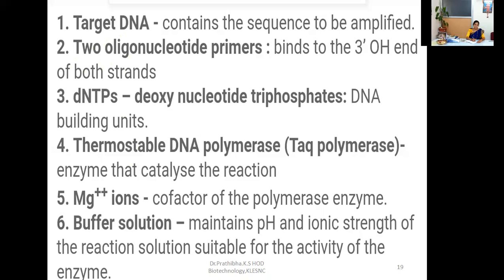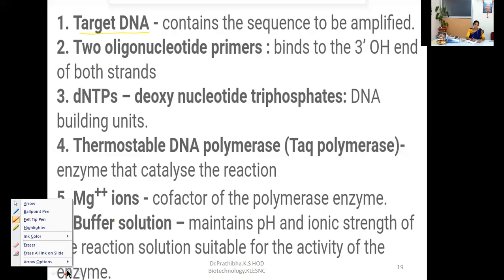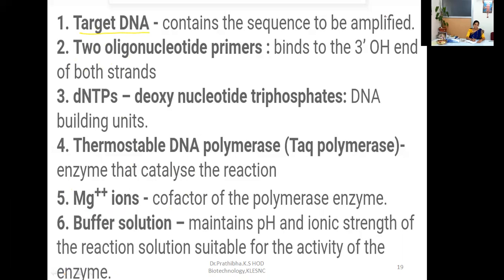The first one is the target DNA. We need the target DNA to perform this particular experiment, right? What is target DNA here? The target DNA contains the sequence to be amplified. Target DNA is nothing but the sequence to be amplified. So to perform this experiment we compulsorily need target DNA.